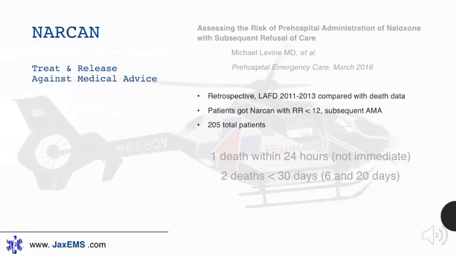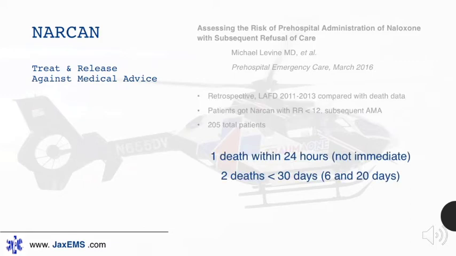So what they looked at was all their cases over the last 3 years, and compared that with death data. They found all the heroin patients or narcotic patients they gave Narcan to. They compared that with death data from autopsies and medical examiner offices, and tried to figure out if any of those patients that they gave Narcan to and then walked away or left AMA, if they then died because of reintoxication. There was a total of 205 patients, and from that cohort they had one death within 24 hours.